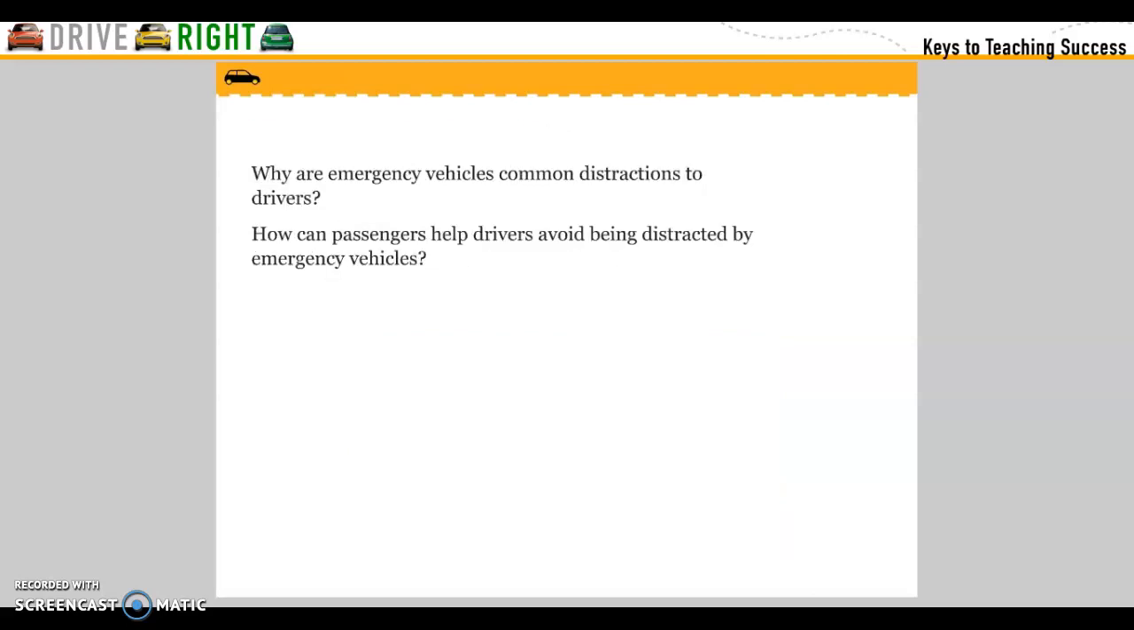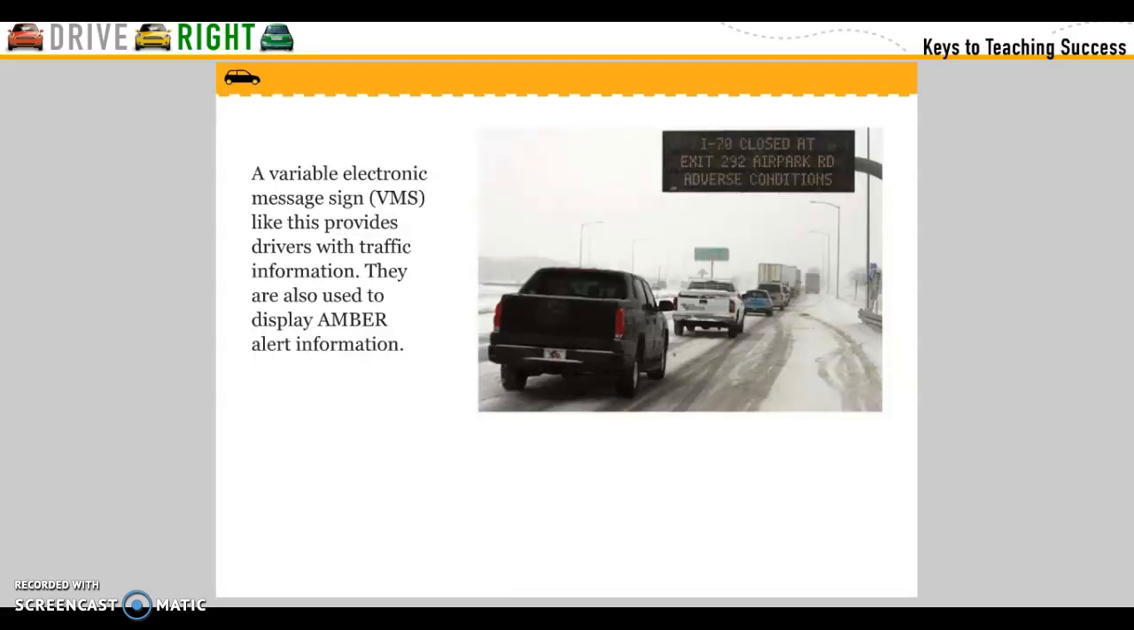Why are emergency vehicles common distractions to drivers? How can passengers help drivers avoid being distracted by emergency vehicles? A variable electronic messaging sign like this provides drivers with traffic information. They are also used to display Amber Alert information.